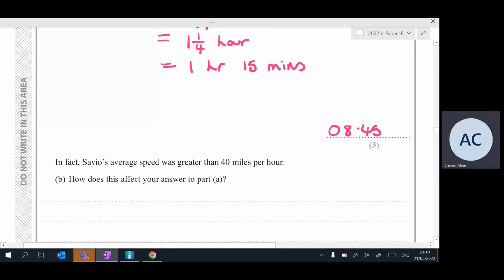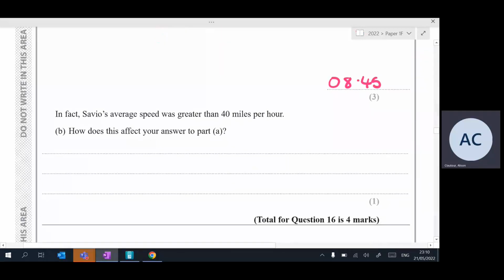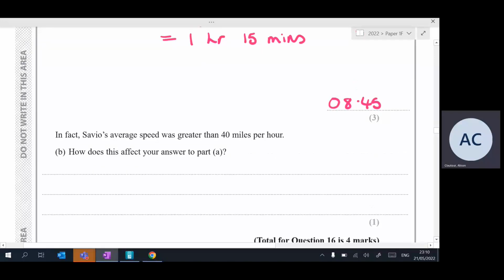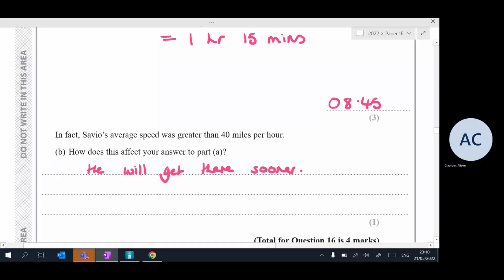So if his average speed was greater than 40 miles an hour, so he's going quicker, then he's going to get there quicker. Okay, so in terms of my answer to part A, he will get there sooner. Okay, so he'd get there before 8:45.